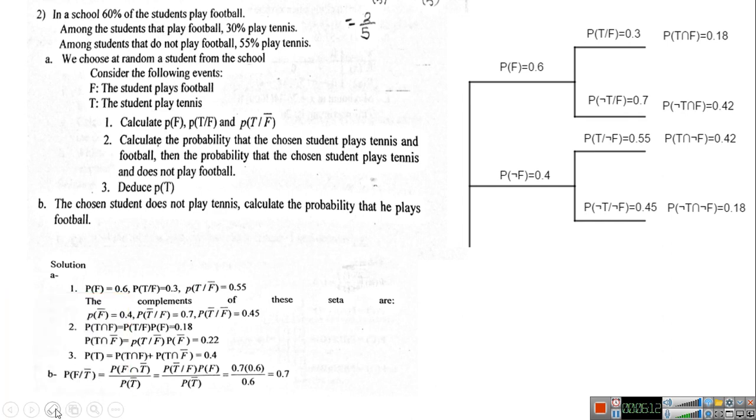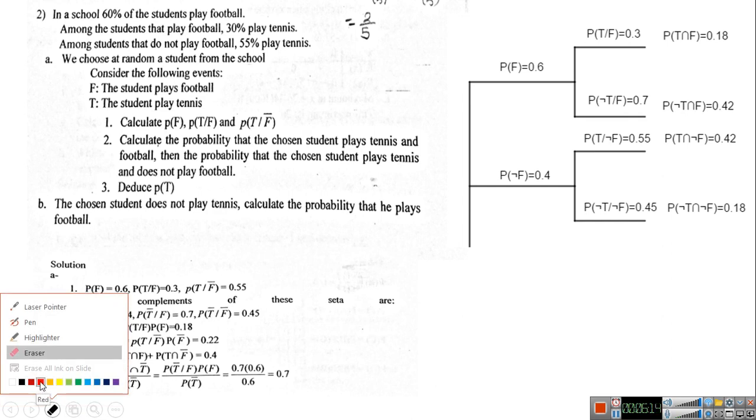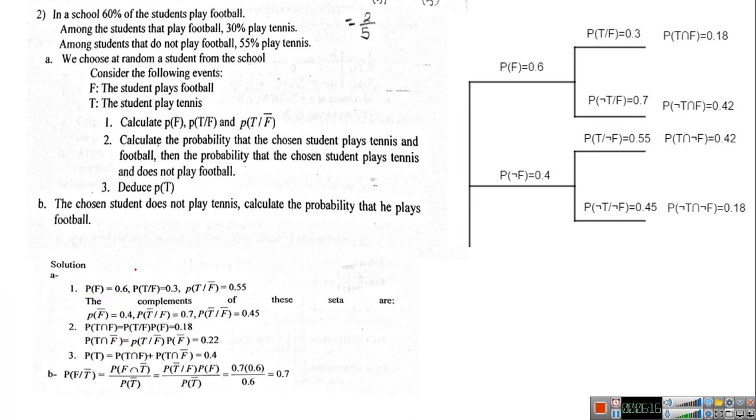If you want to find the complement of it, what will be the complement? P of T bar knowing F, the complement of this one will be 0.7.